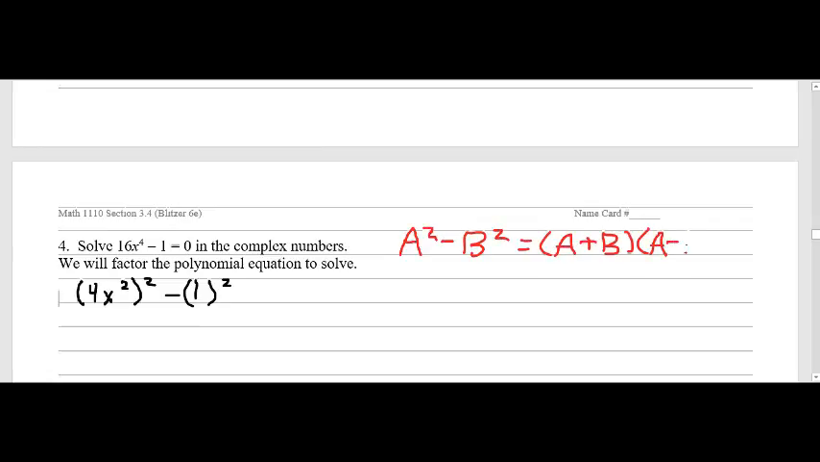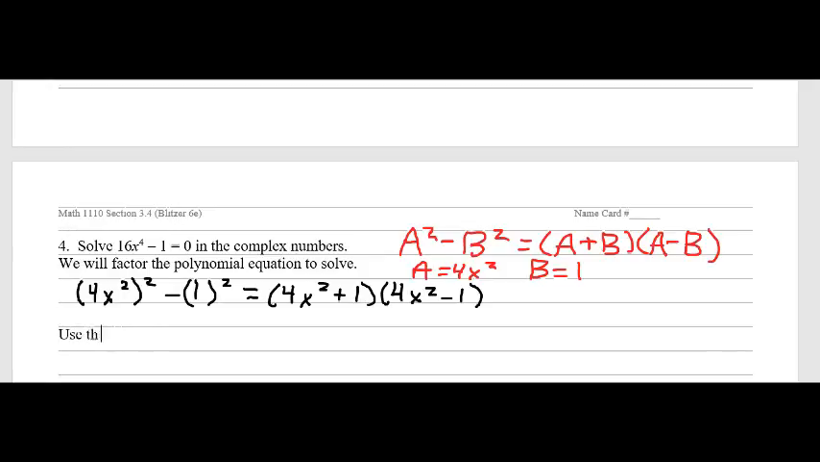All right, number 4, we want to solve 16x to the 4th minus 1 equals 0 in the complex numbers. So we can use factoring to solve this. This is actually a difference of squares. 4x squared squares to give 16x to the 4th, and 1 squares to give 1. And notice, if we think of this as a squared minus b squared, our a is 4x squared and our b is 1. So this factors into a plus b times a minus b, which for our situation is 4x squared plus 1 times 4x squared minus 1.